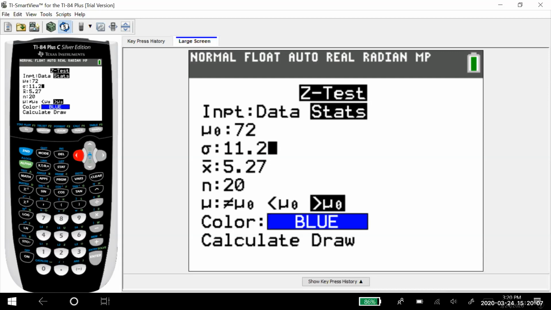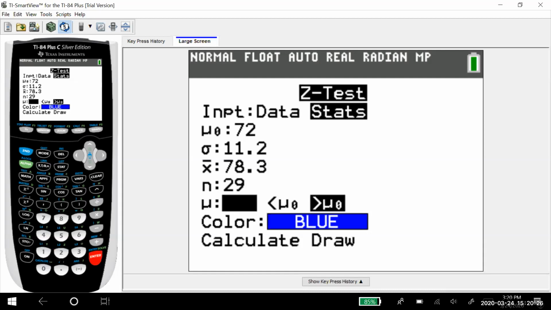That's one too many twos. Let's see, we'll delete that one. So 11.2 beats per minute. What was X bar? Oh, the sample mean was 78.3. What was our sample size? Oh, we had 29.